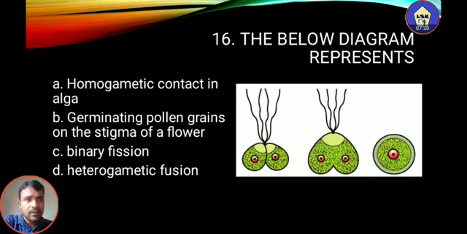Binary fission. Here there is no fission. This is a fusion. So C is wrong. Germinating pollen grains. Definitely not. So option A is the right answer to question number 16.